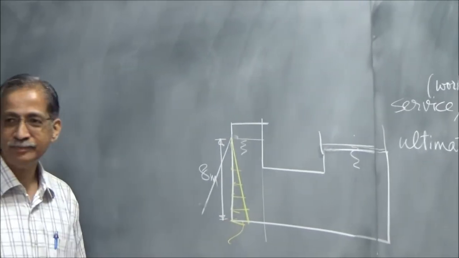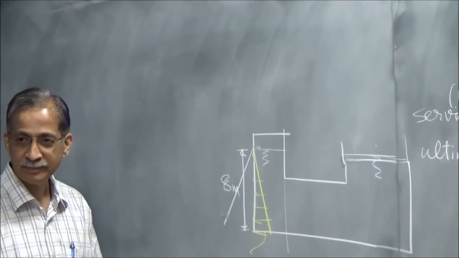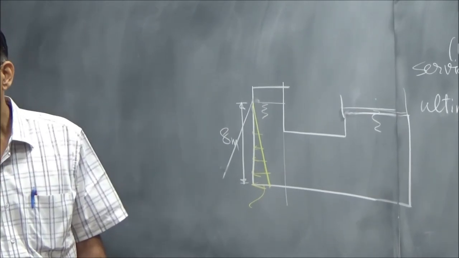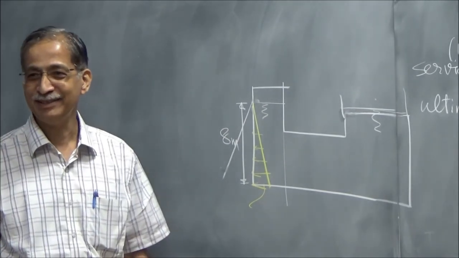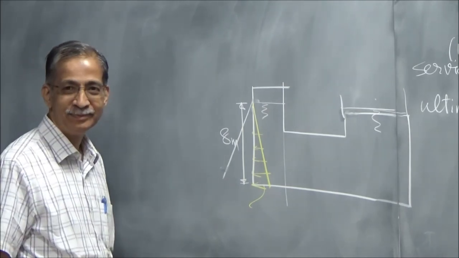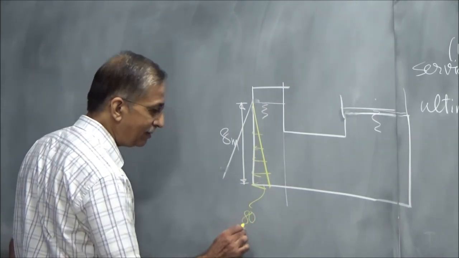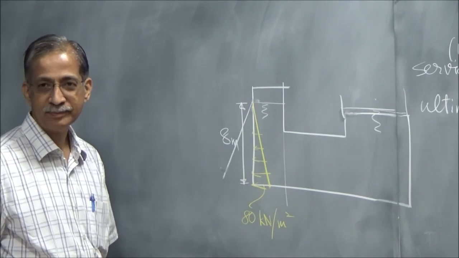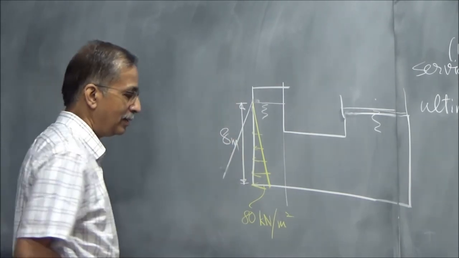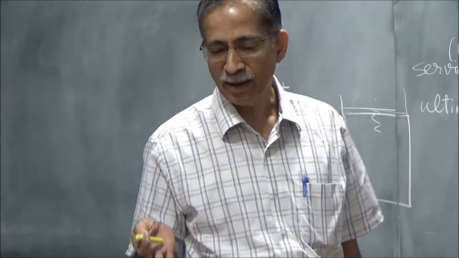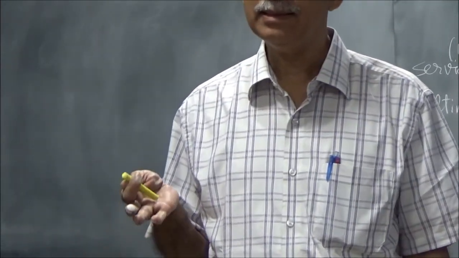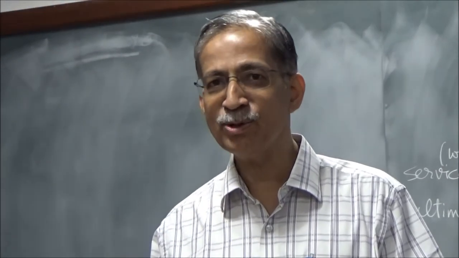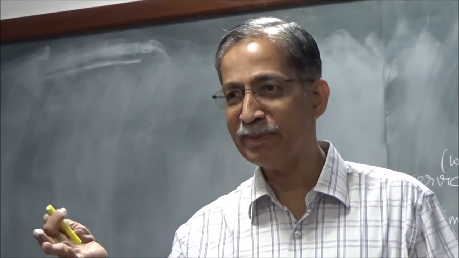How do you find pressure? H rho g. Okay. Plus atmospheric pressure. Atmospheric pressure is not needed. Tell me how much? 80 kilonewton per meter squared. Agree? Because the unit weight of water is 10 kilonewton per meter cubed. Remember, concrete is 2.4 times that. That into height will make it kilonewton per meter squared, 80.